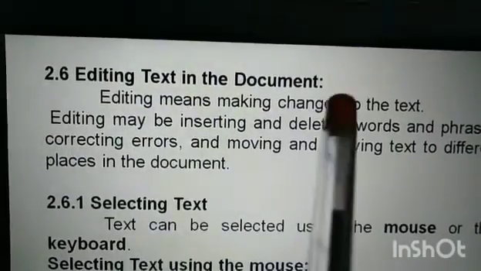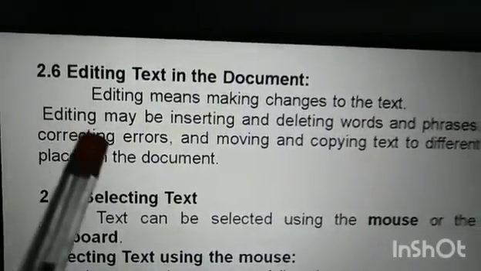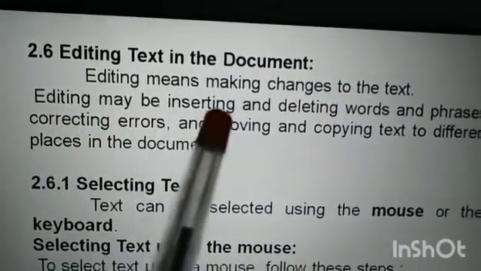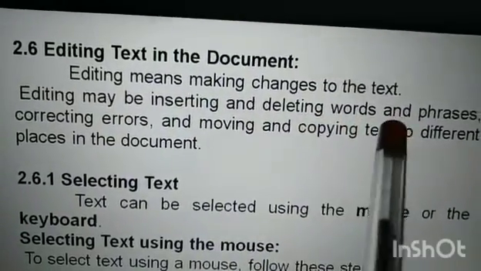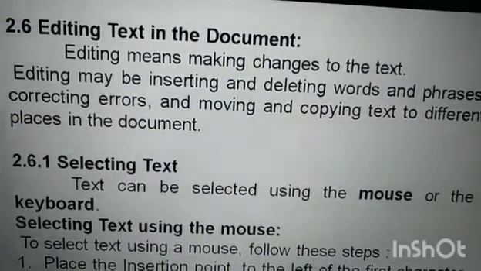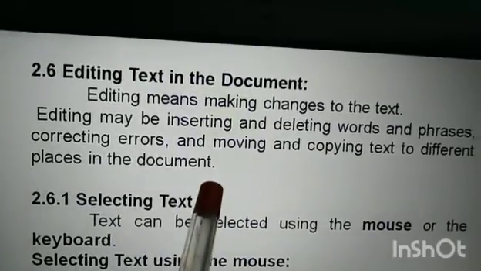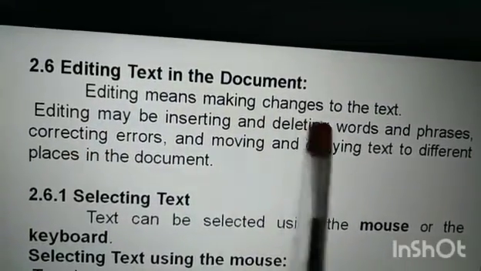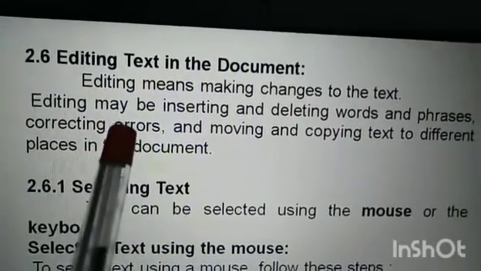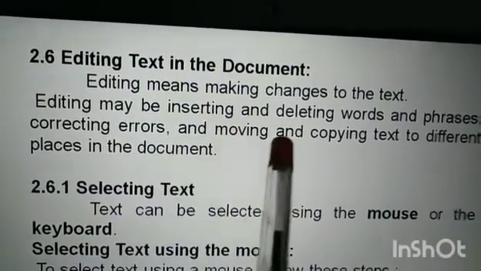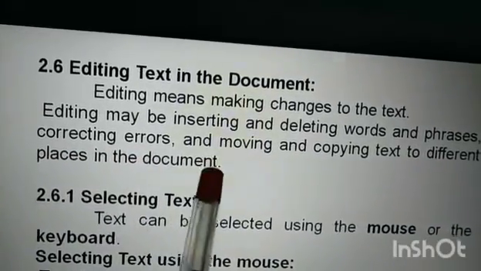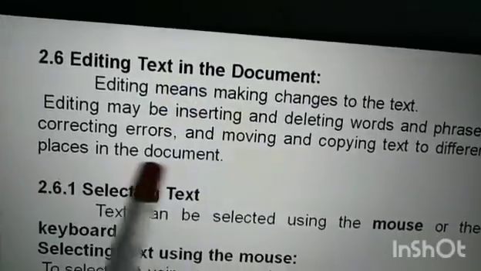How to edit the text in a document in Adobe PageMaker. Editing means making changes to the text. Editing may be inserting or deleting words and phrases, correcting errors, and moving and copying text to different places in the document. Do you understand? So when we have to change something, we use the editing process: inserting or deleting a word or phrase, correcting a mistake (error means mistake), or moving and copying the text to a different place in the document.